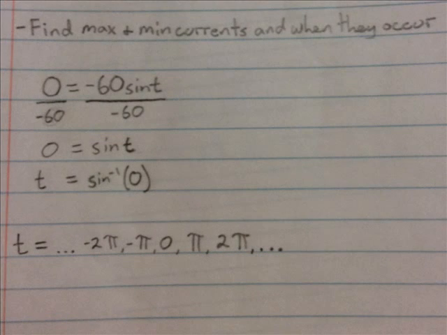Next, since we know that the points we are looking for on the derivative function graph must have a y value of 0, we can set the derivative function to 0, then isolate and solve for t. So we have 0 equals negative 60 sine t. Then we can divide negative 60 from both sides to get rid of the a value, so we are left with 0 equals sine t. Then we can rearrange to solve for t. So we have t equals the inverse sine of 0.